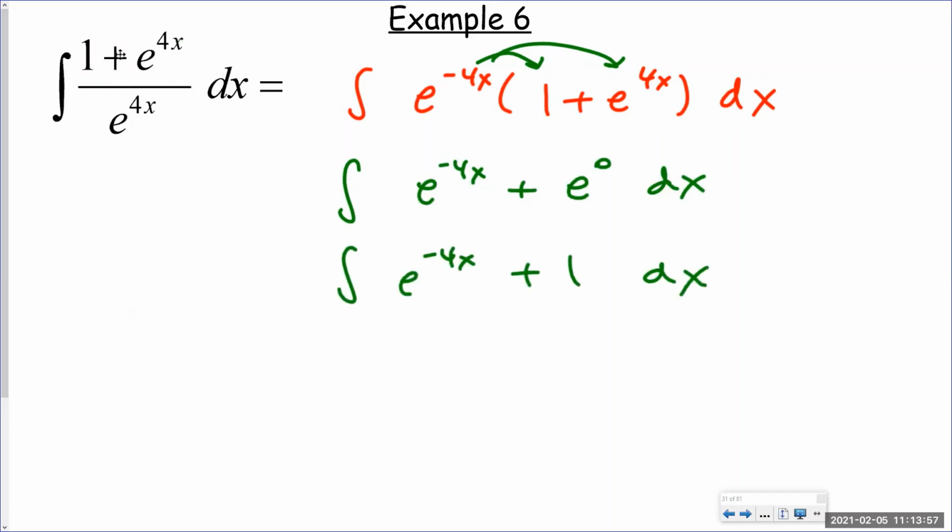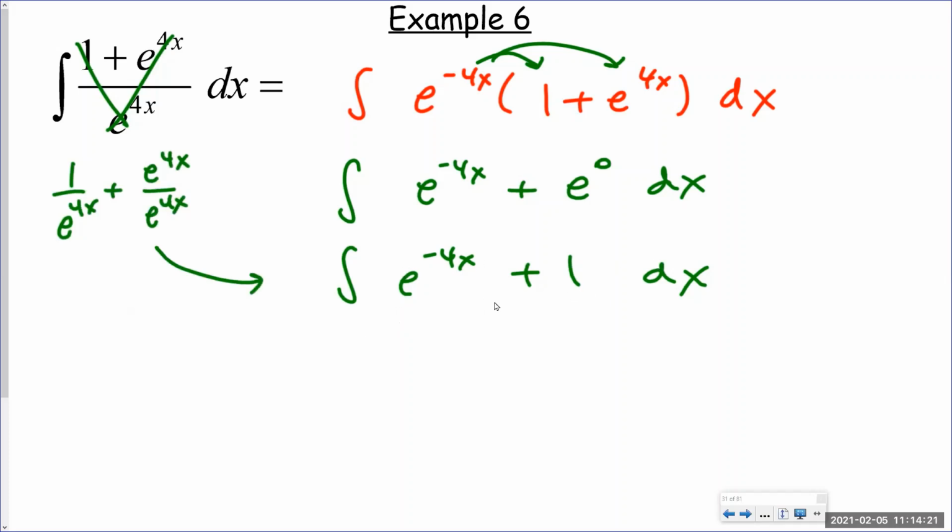Another way to do this is, do you see the heart here? Do you guys remember that in pre-cal? Some of your teachers taught you that. If you have an iHeartMath, then you can do a common denominator. That's really 1 over e to the 4x plus e to the 4x over e to the 4x. And I don't know if you see that, that's the same as what we have here. Okay, so you could do it either way.